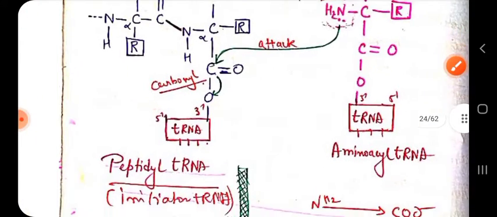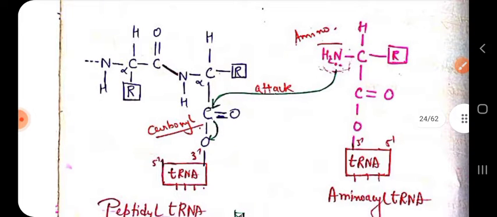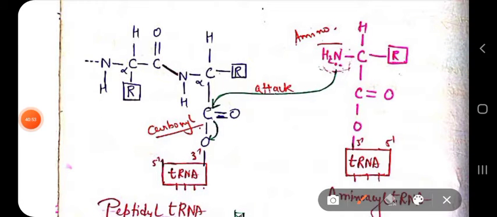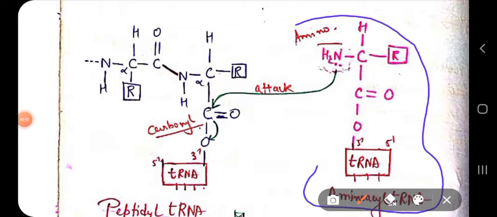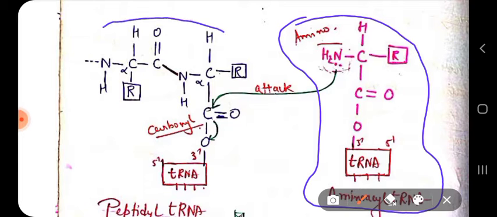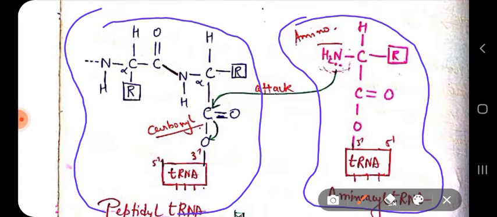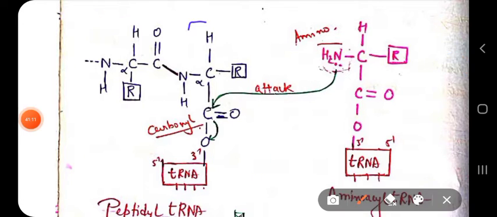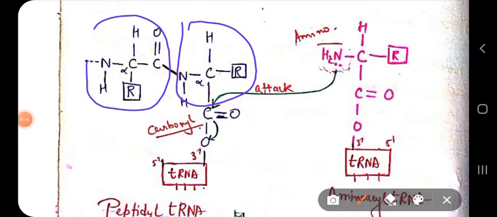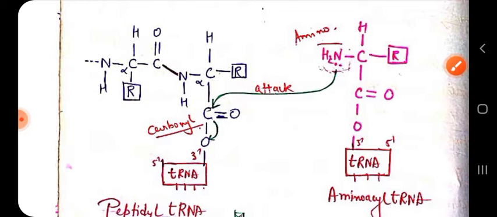So you can see in this picture, these are your two tRNAs. One is referred to as the aminoacyl tRNA, and this is your peptidyl tRNA. Why are we saying peptidyl tRNA? Because during elongation, multiple amino acids have been attached to the tRNA molecule. So what happened during the peptidyl transferase reaction?